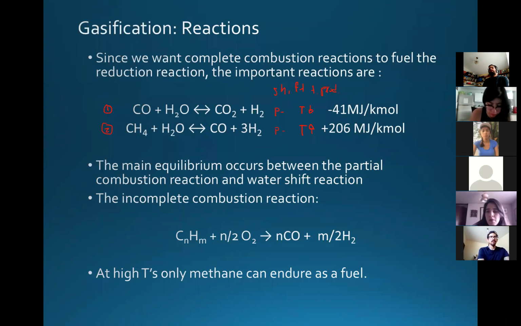Okay. And one interesting thing is that at high temperatures, only methane can endure as a fuel. For example, if you take octane into combustion, the only part that could endure is the methane. All other parts of the fuel will break down into smaller pieces, right? Okay.